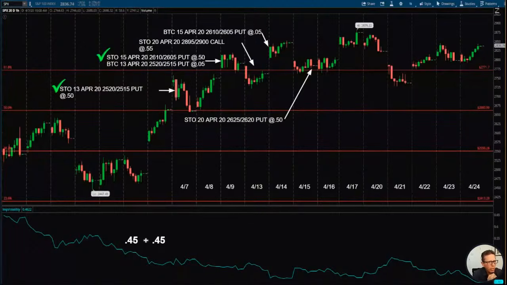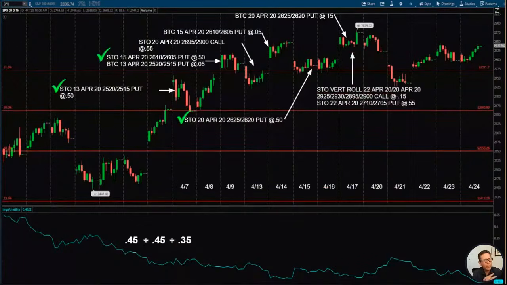Then I put on another put spread on the 15th, and then on the 17th, I closed that trade for 15 cents. Okay, so that's another 35 cents that I earned. Now what happens is I had to roll a position, so I adjusted the position. It was a call spread, and I took a debit of 15 cents. So the position to me is still open because I adjusted it.